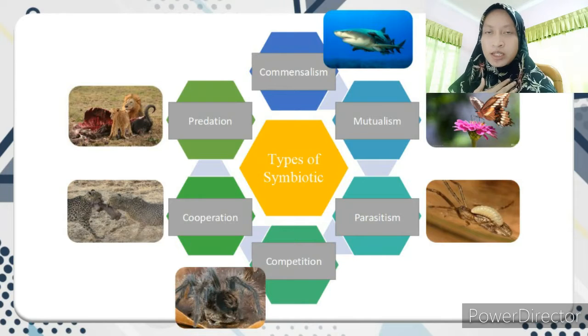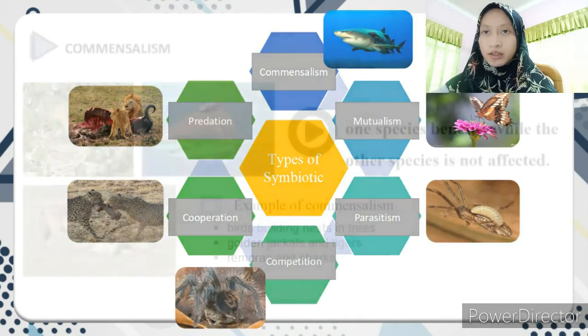My name is Nur Amalin, and I will tell you about types of symbiotic relationship. There are many types of symbiotic relationship, but there are three types of symbiosis that we always hear about, which are mutualism, commensalism, and parasitism. Other than these three types are cooperation, competition, and predation. So we have 6 types of symbiotic relationship. My friend and I will explain about types of symbiotic relationships in details.